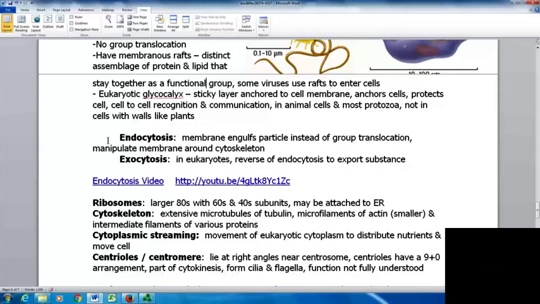Endocytosis and exocytosis are ways of getting larger particles in and out of a cell. With endocytosis, the membrane engulfs the particle instead of using group translocation. This is done by manipulating the membrane around the cytoskeleton. Exocytosis in eukaryotes is a reverse of endocytosis. This is used to export a substance. Here we have a little video clip of endocytosis.